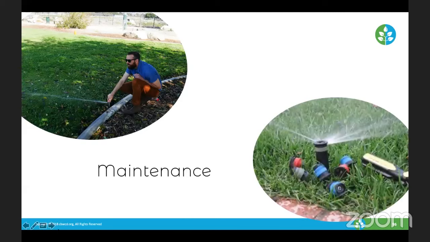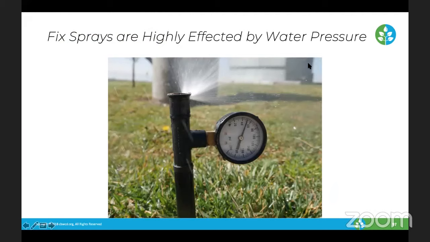Again, thank you all for attending this virtual hands-on irrigation maintenance class. So for maintenance, one of the issues I had mentioned is water pressure. So water pressure, especially at a fixed nozzle, is really essential. A fixed spray nozzle like this is designed to operate at its most optimal.